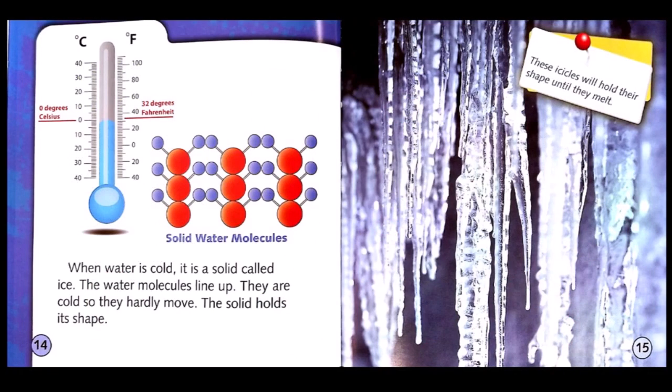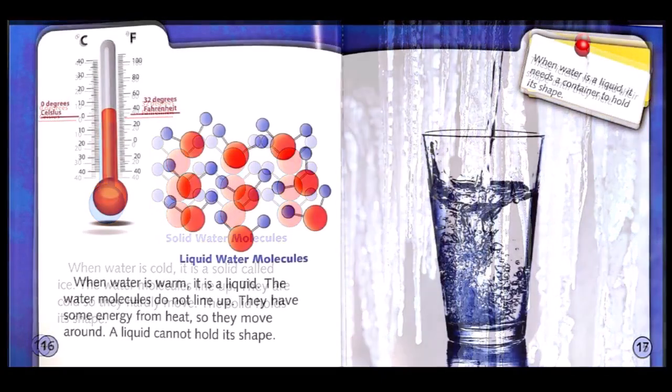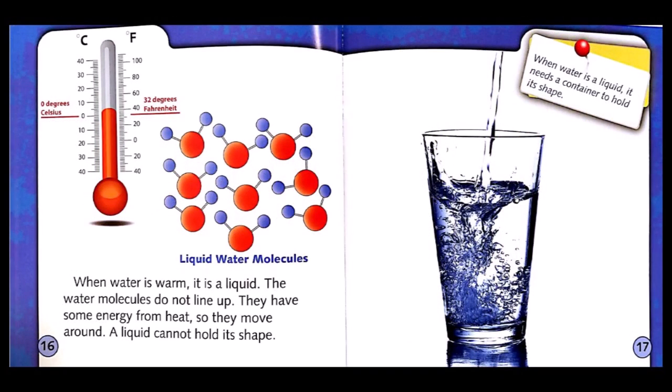When water is cold, it is a solid called ice. The water molecules line up. They are cold, so they hardly move. The solid holds its shape. When water is warm, it is a liquid. The water molecules do not line up. They have some energy from heat, so they move around. A liquid cannot hold its shape.